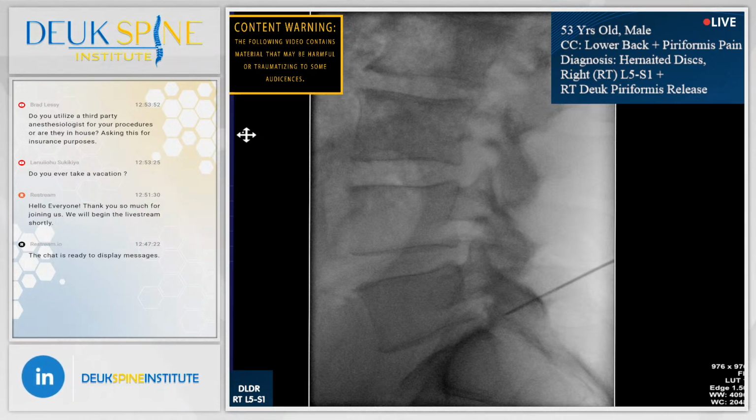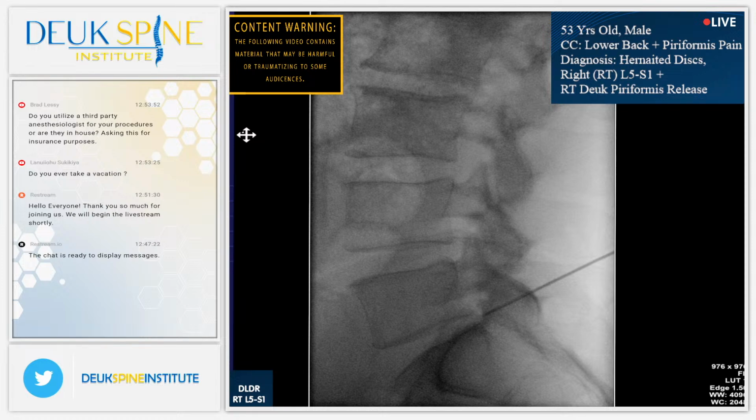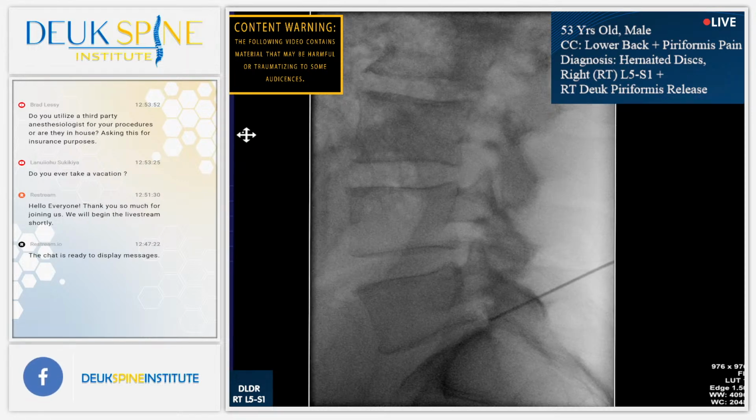Okay, very good. You can see the needle is at the back of the facet joint, and I just need to sneak around that facet joint to get to the disc. Shot. And there we go. We just did it. So now I'm literally pushing on the herniated disc. I can feel it.